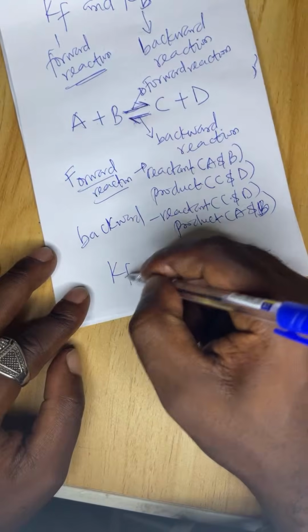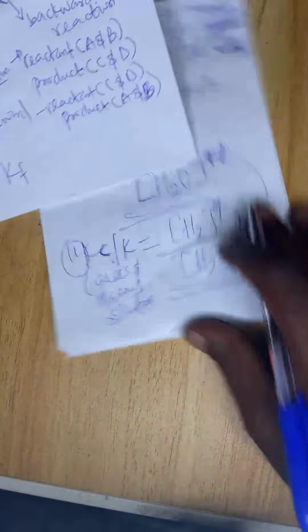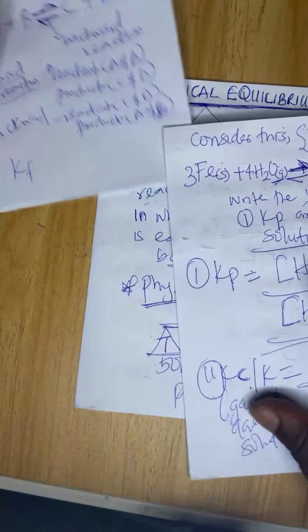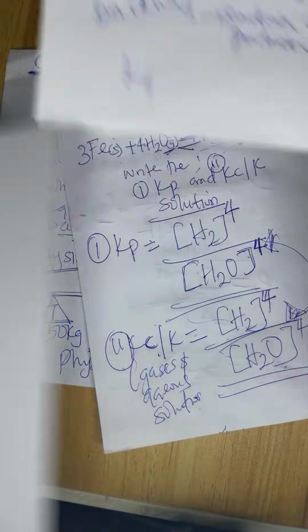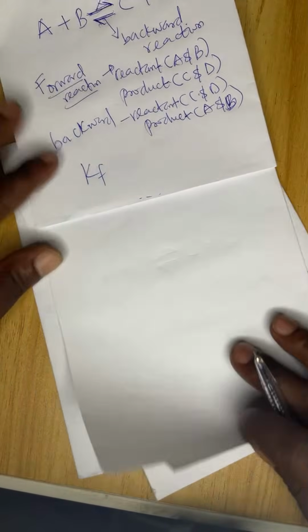Now, K forward. I have to start from a new slate because if not, you will not get that. Let me pick a new book. Now, you guys should look at it so that I can show you the two. Now look at it. Let's start.